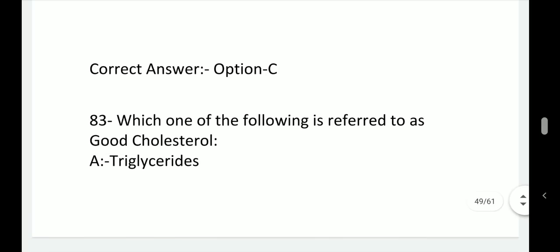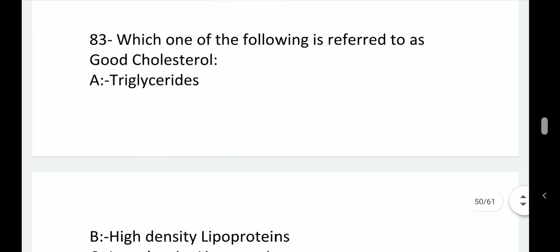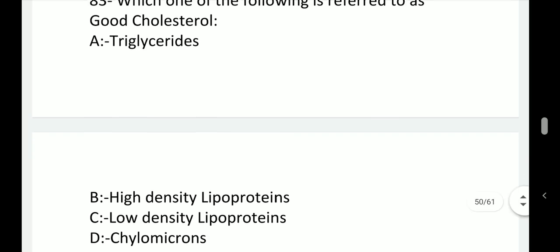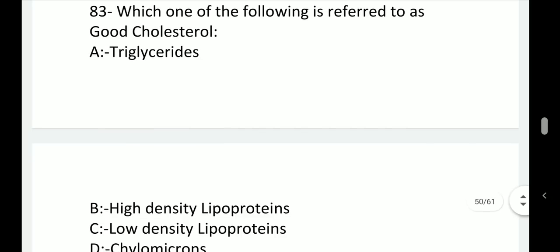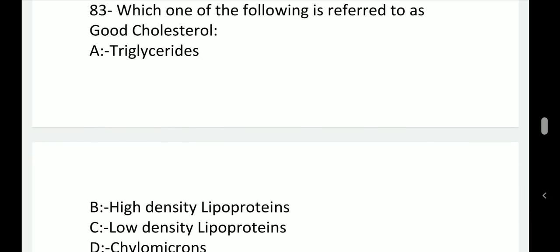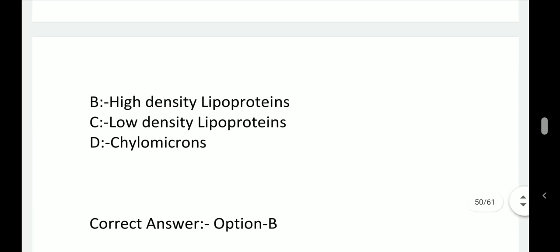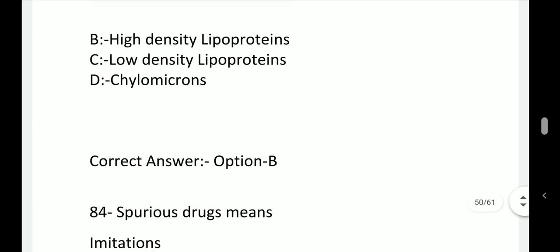Question number 83. Which one of the following is referred to as good cholesterol? Option A, triglycerides. Option B, high density lipoproteins. Option C, low density lipoproteins. Option D, chylomicrons. Answer is option B, high density lipoproteins.